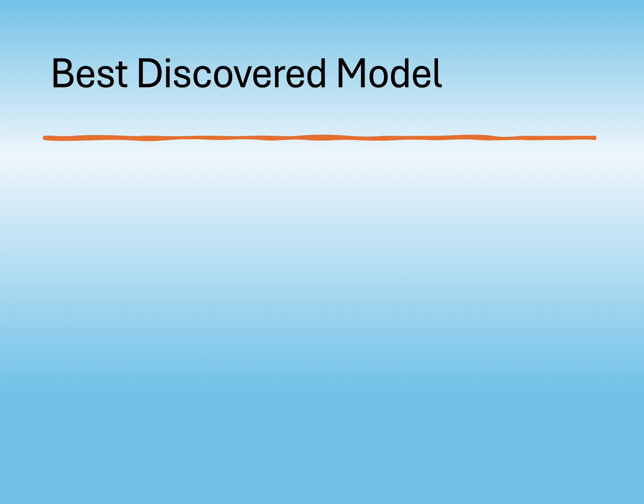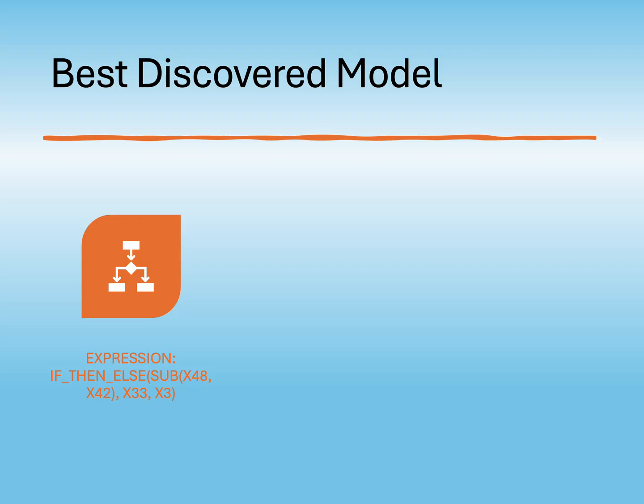After running genetic programming for 50 generations, the best model that GP discovered was a very simple and interpretable expression. The expression is: if feature x48 minus feature x42 is greater than 0, then use feature x33. Otherwise, use feature x3. Let me explain this in simple words.